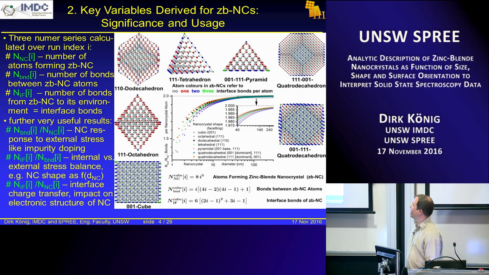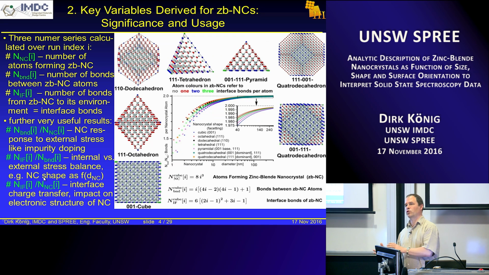And with these 3 parameters or analytical series, we can come up with very useful results. The first one is the ratio of bonds per nanocrystal atom, so internal crystal bonds. And that gives us a good insight on external stress of the crystal. Then we have the number of interface bonds relative to the number of internal bonds. Again, that's important for the stress balance.